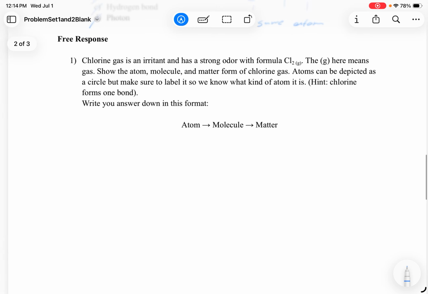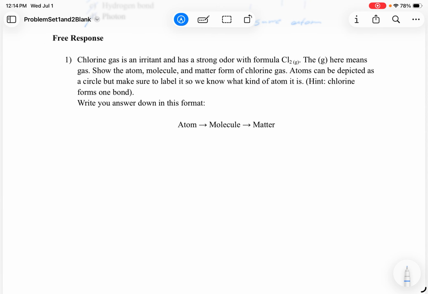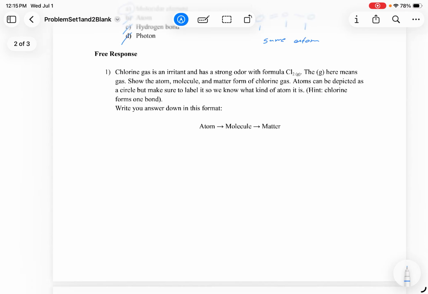Free response. Chlorine gas is an irritant that has a strong odor with formula Cl2 and then gas. That little G there means gas. Show the atom, molecule, and matter of the chlorine gas, right? Atoms can be depicted as a circle, but make sure to label it so we know what kind of atom it is. Hint, chlorine forms one bond. Write your answer down in this format.